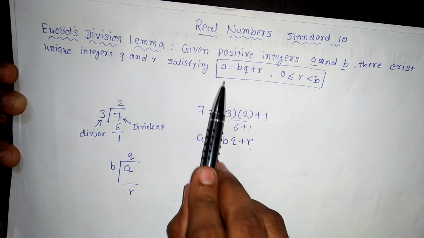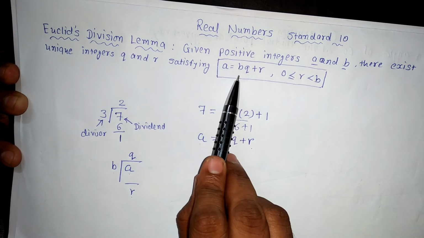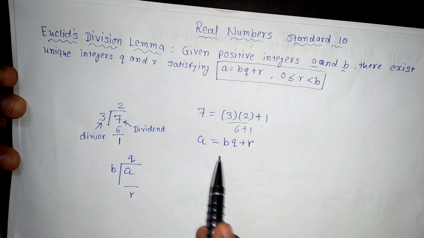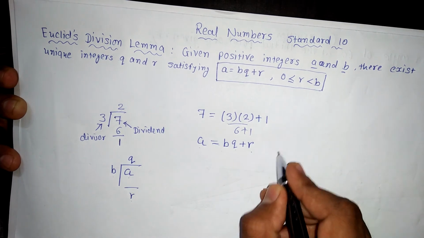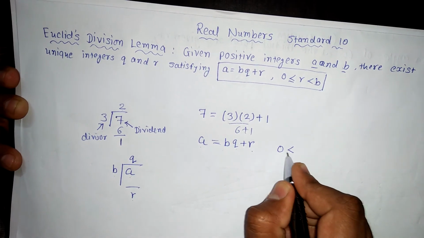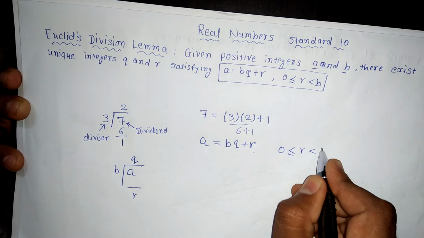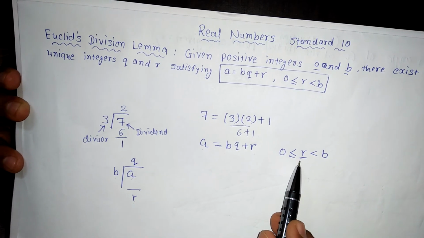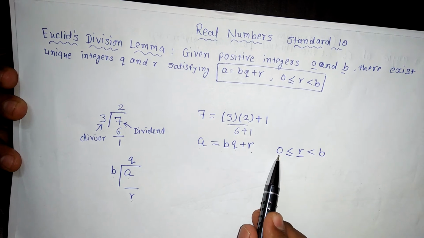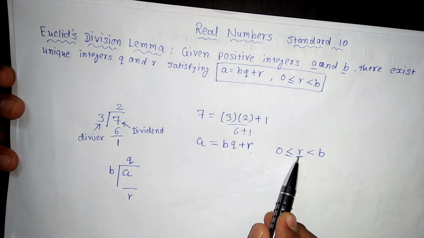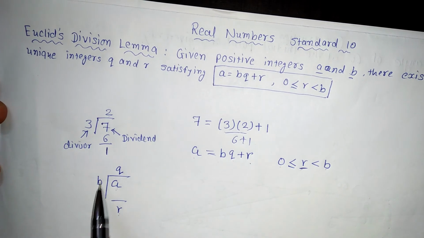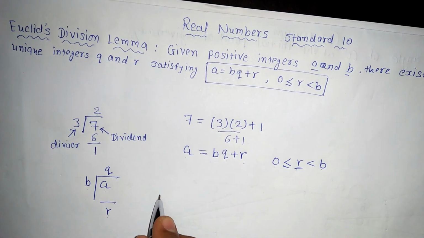So here it is a is equal to bq plus r. We derived it, or we can say we have written it in this way. Now the condition given is that 0 is less than or equal to r, which is less than b. What is r? r is the remainder. So definitely the value of the remainder must be 0, or greater than 0, but it will never be more than b. b means the divisor.